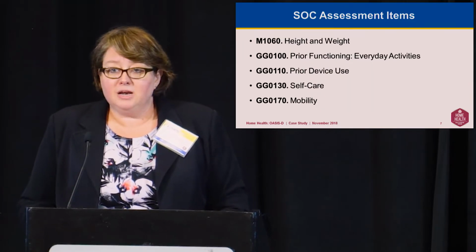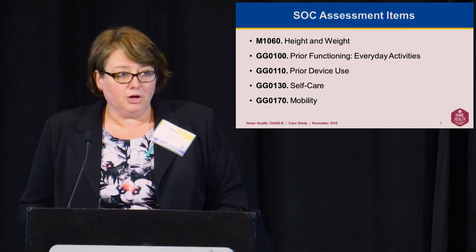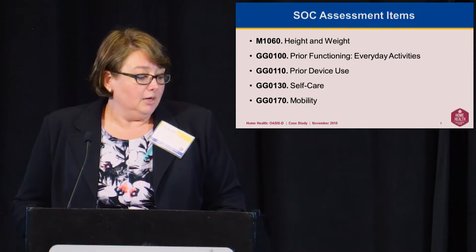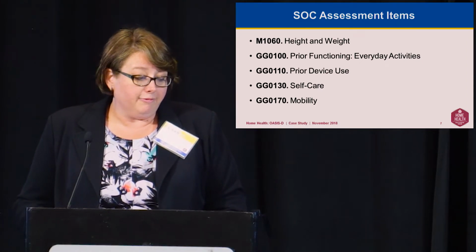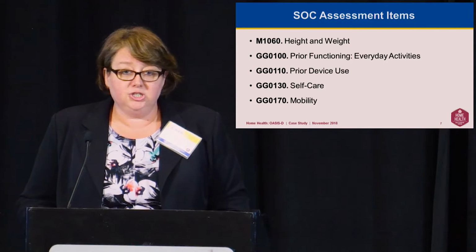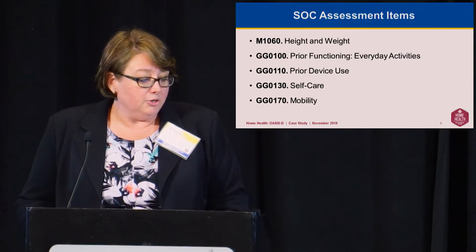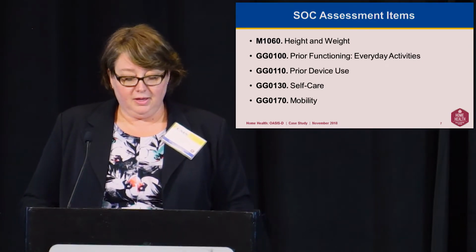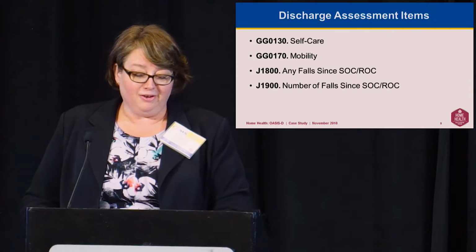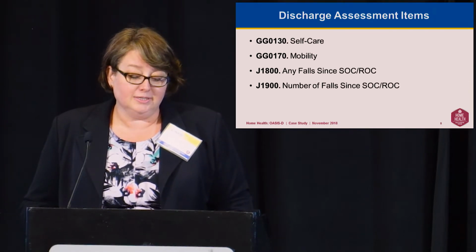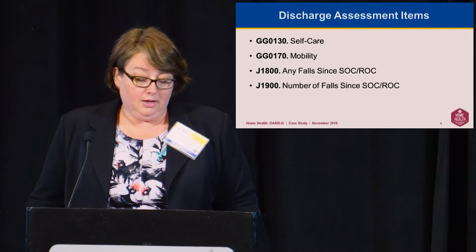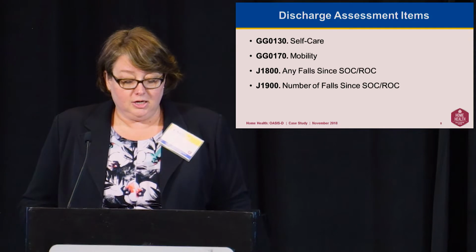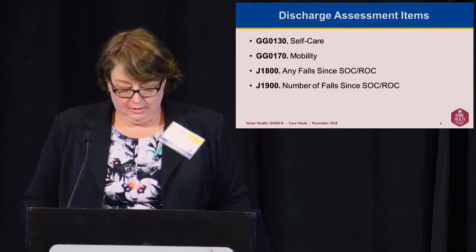For the start of care assessment items, the ones we're specifically looking for you to code would be M1060, the height and weight, your GG0100, prior functioning everyday activities, your GG0110, prior device use, your GG0130, self-care, and your GG0170, mobility. For my discharge nurses and therapists out there, you're going to be doing GG0130, self-care, GG0170, mobility, J1800, any falls since SOC/ROC, and J1900, number of falls since SOC/ROC.